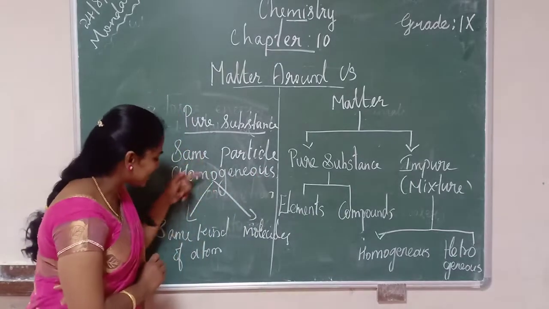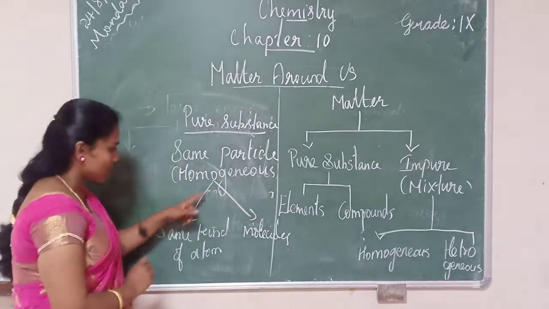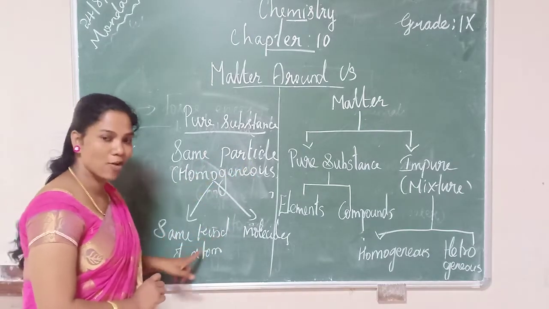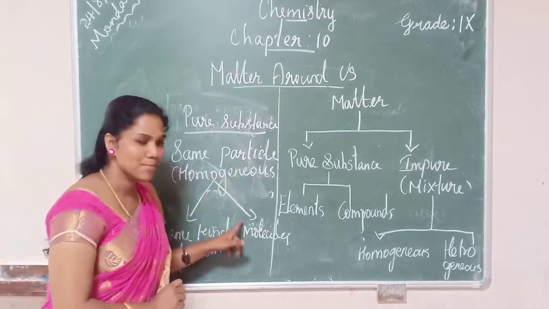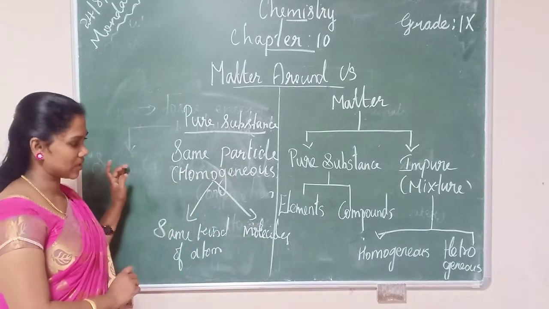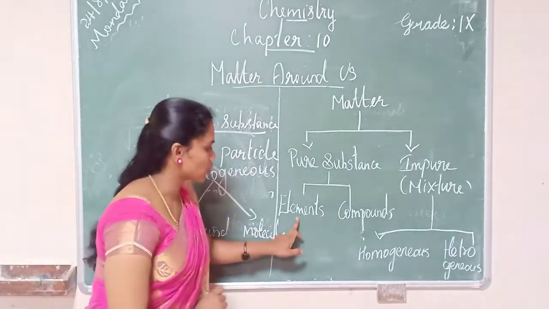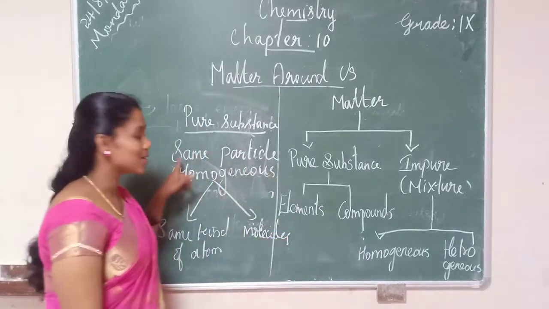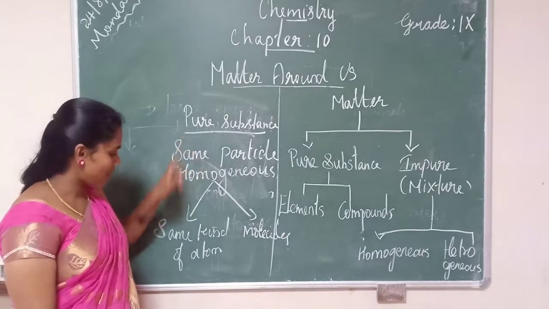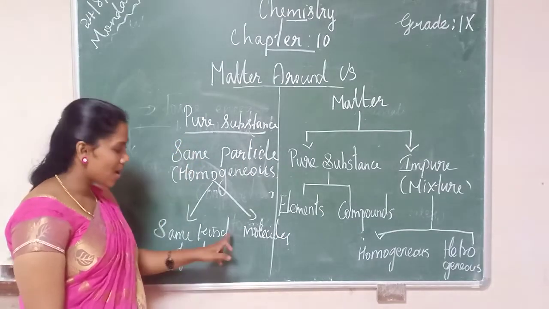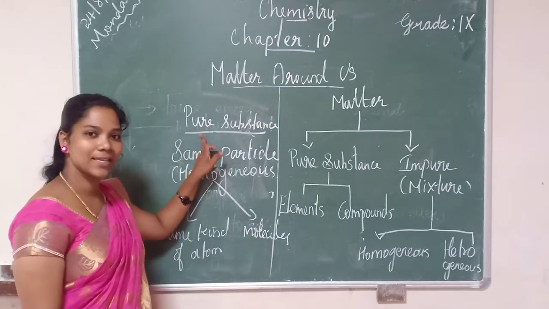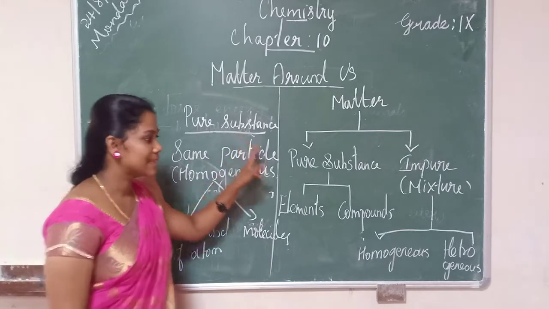Again it is classified into two. What are the same particles? It can be the same kind of atom or the same kind of molecules. Then they are called pure substance. Now we can learn the next one, elements and compounds. This is the definition of pure substance: substances which are made up of the same kind of atom or the same kind of molecule come under the pure substance category.